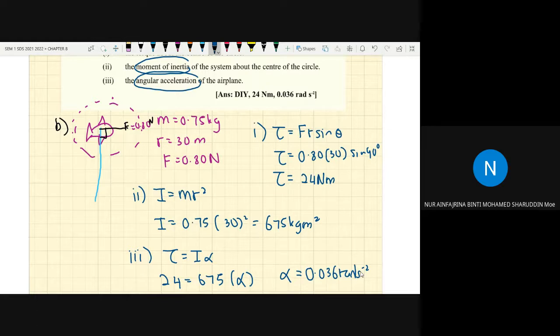Okay, boleh? Boleh. Senang je kan yang ni? Yang ni memang paling senang. This is very easy for me.